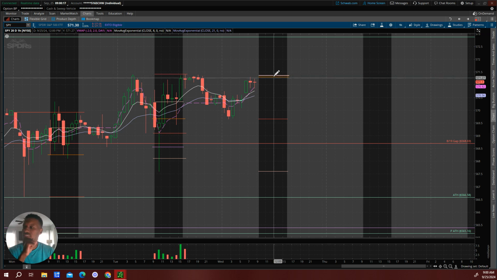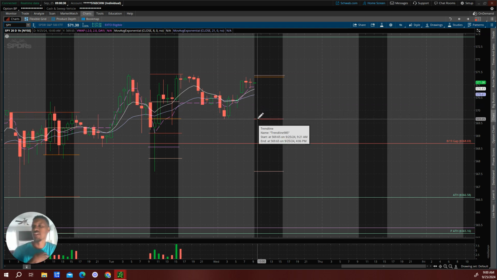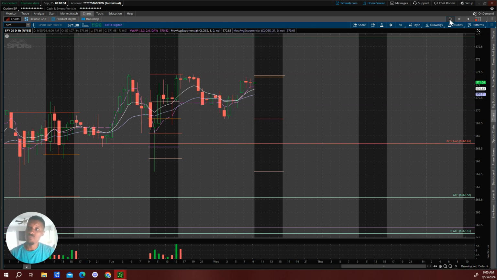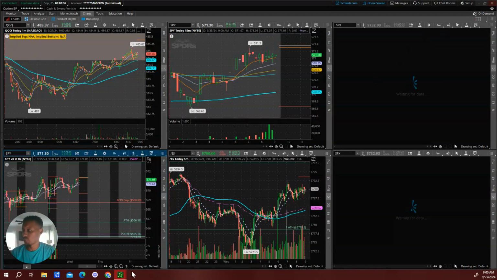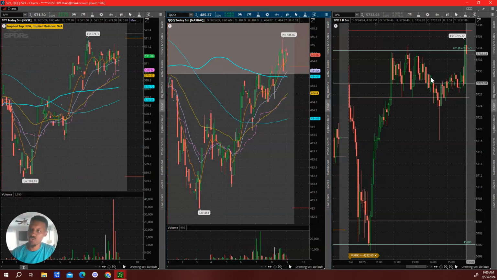If we do not break this level today and we look to reject, we're going to look to come down and either bounce right here at 570. You can see right here we already had a kind of pre-market bounce, or we're going to look for it to come further, come back down and retest this 569.65. So we're going to be watching the SPY chart really carefully and using the SPY chart to trade our SPX.